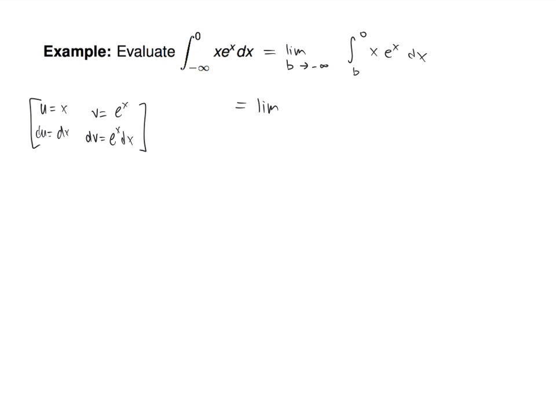Okay, so we have the limit. B goes to minus infinity. Don't forget parentheses because this integral will expand into two pieces and the limit applies to both of them. So in integration by parts, it's uv minus integral v du, right? Integral u dv, that's the formula? Yeah? Okay. So uv is x e to the x minus the integral from b to 0 e to the x dx.